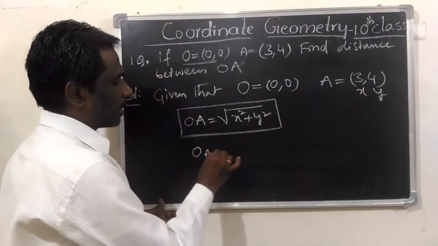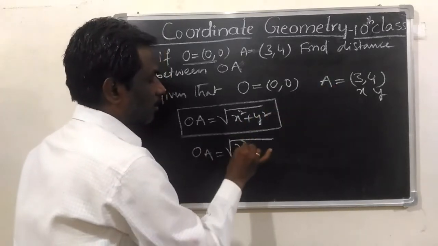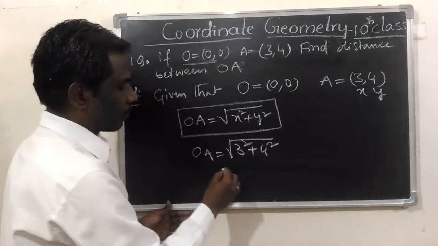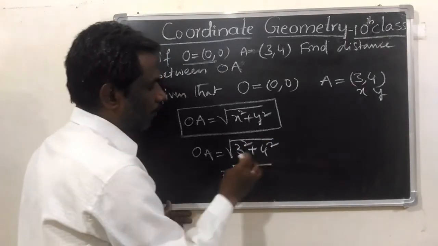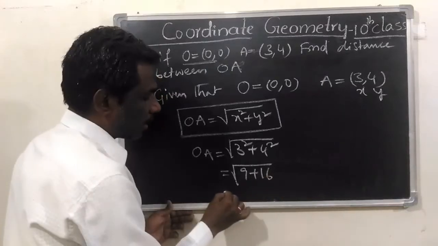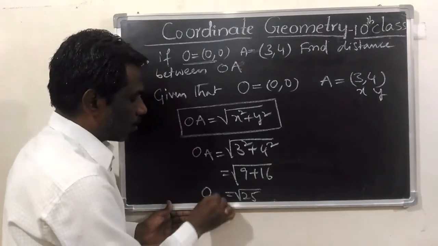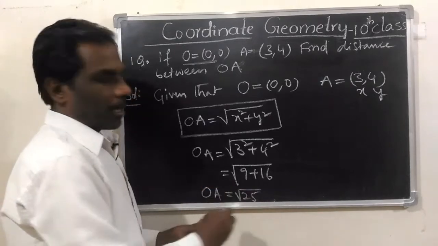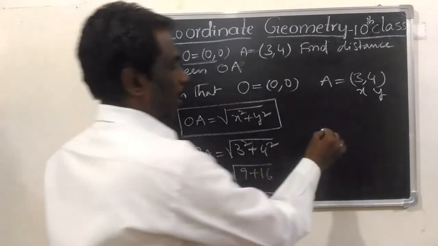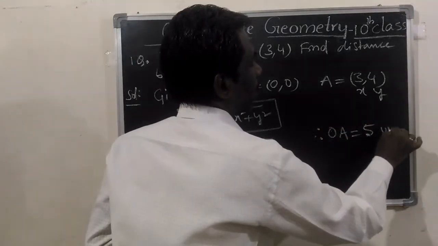So OA equals under root of x, which is 3, 3 square, plus y, which is 4, 4 square, equals under root of 3 square is 9 and 4 square is 16, so 9 plus 16 is 25. OA equals root 25. Root 25 is 5. Therefore, the distance between OA is 5 units.